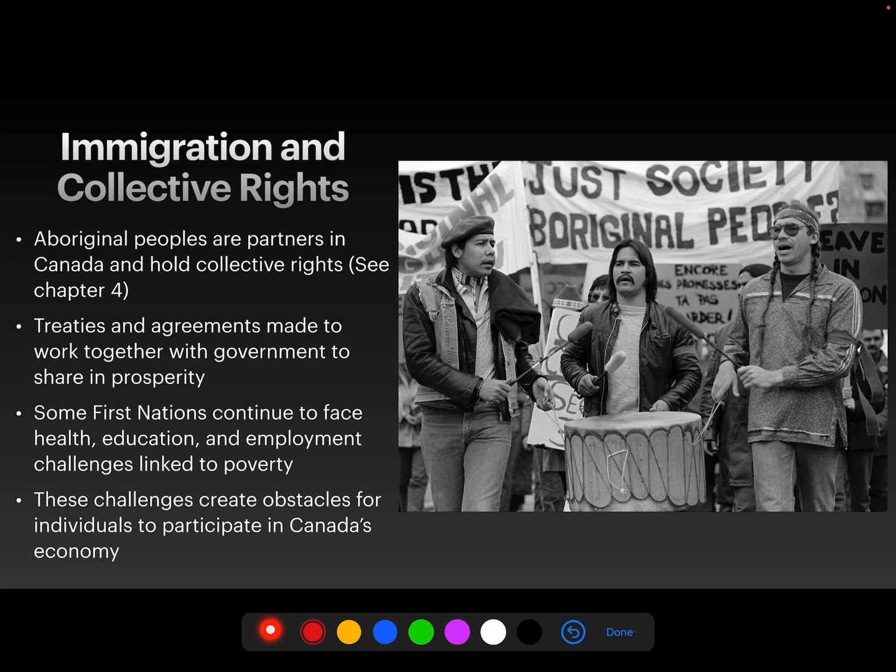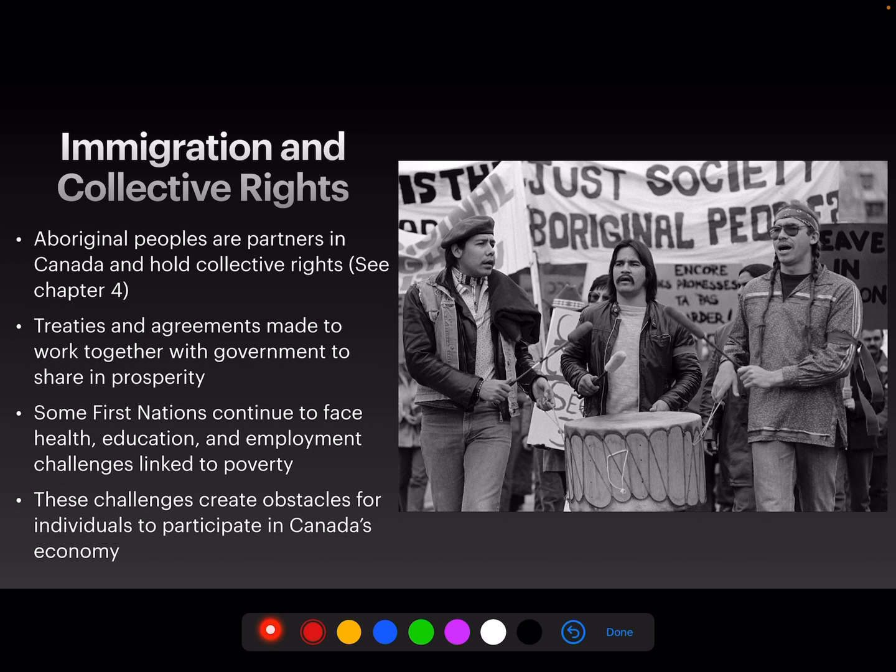Because Aboriginal peoples are partners in Canada and they hold collective rights, which we talked about in Chapter 4, treaties made between the government and these tribes as separate sovereign entities, basically like a separate country. These treaties exist. They have to share in prosperity. Some First Nations continue to face all kinds of issues like healthcare, education, employment challenges, poverty, things that are generations old. And we've learned how Canada has played a role in that. These things aren't happening just because; they're happening for a reason, and the policies and things that Canada has done in the past have led to those issues.